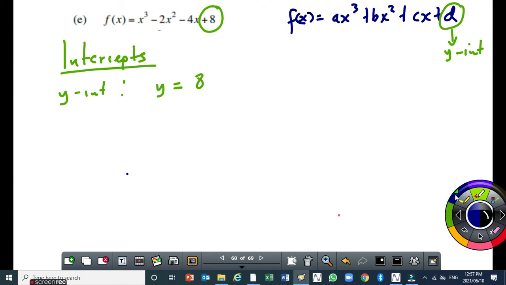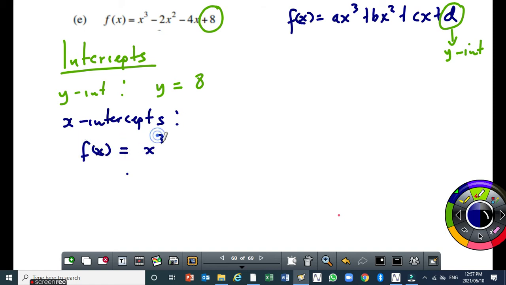Then the x-intercept. Now this one you have to do a calculation. Generally, there are supposed to be 3 of them. Maximum 3 x-intercepts. Sometimes you can have 2. There are times you can have 1. But the maximum is what? 3.